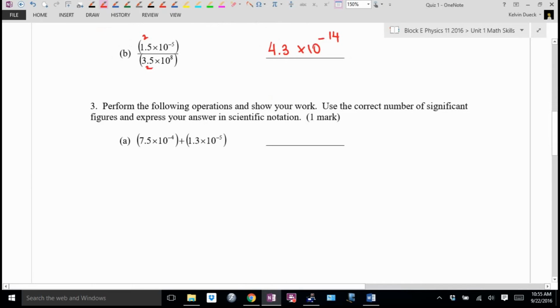Number 3 really should be worth 2 marks in the amount of work it's going to take, but I didn't want to hammer you, so I made it worth 1 mark. We're adding. And I haven't given you one like this. This was a bit mean. We're adding scientific notation.